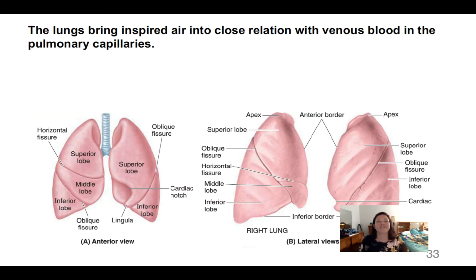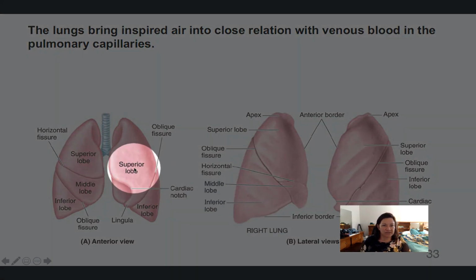Now, all of us know, hopefully in this program, that the lungs bring inspired air into close relation with venous blood in pulmonary capillaries. And when you look at the lungs, you're looking at 2 lobes on the left, 3 lobes on the right, divided by a single oblique fissure in the left lung and a horizontal and an oblique fissure on the right lung.